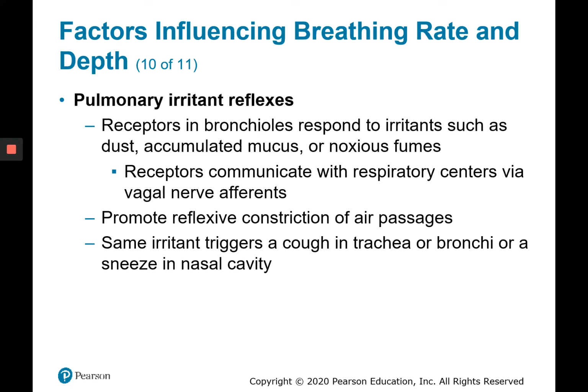Pulmonary irritant reflexes are talking about receptors that are inside bronchioles, or part of the conducting zone, and they respond to irritants. Irritants such as dust or pet dander or even pieces of accumulated mucus or even a noxious fume can cause these irritant reflexes to be set off. In the trachea or bronchi, an irritant may cause a cough, but in the nasal cavity, an irritant may cause a sneeze. But these receptors are able to communicate with respiratory centers in the brainstem via vagal nerve afferents, afferents being signals that arrive or go to the central nervous system.